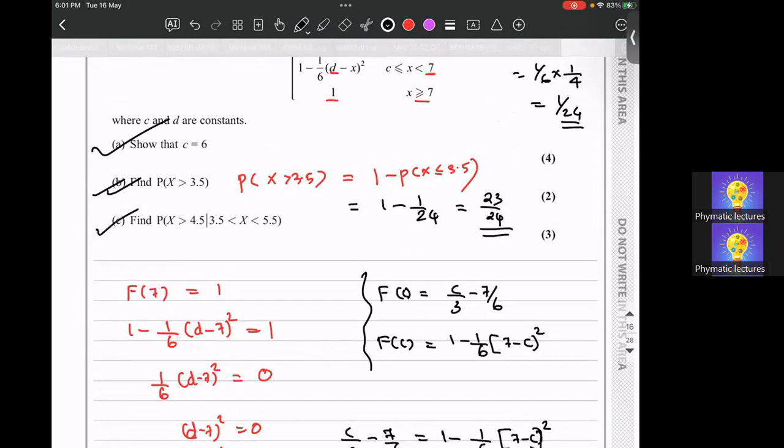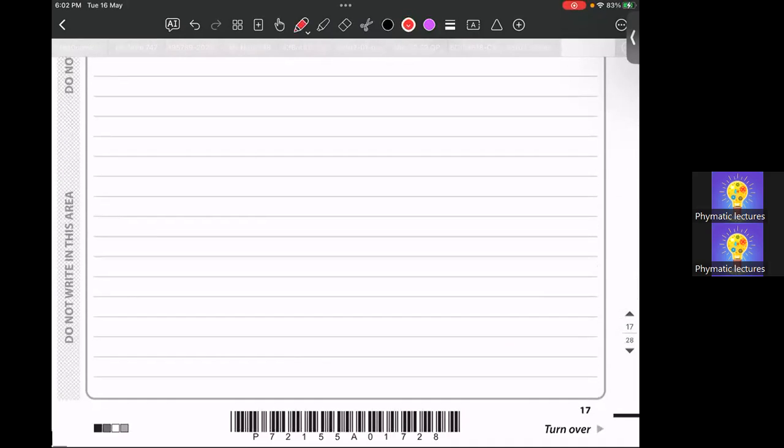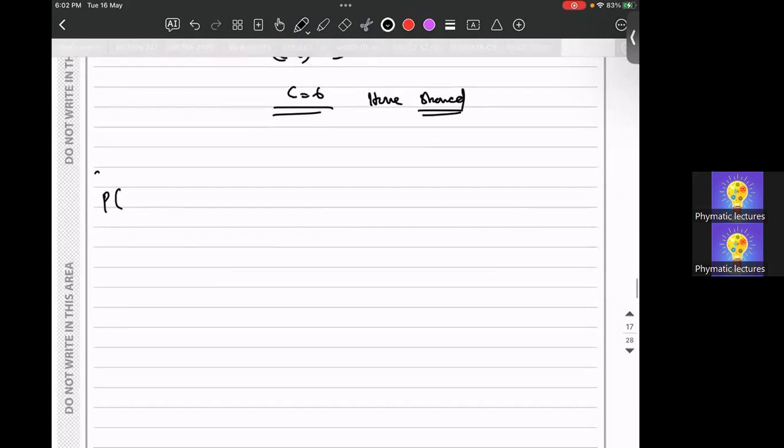Now, this is a conditional probability question. What is the probability of X greater than 4.5, given that it is happening between 3.5 to 5.5? So, first of all, you calculate this conditional probability. Let's just write the equation for this. So, see the question: what is the probability of X greater than 4.5 given that it is in between 3.5 to 5.5.